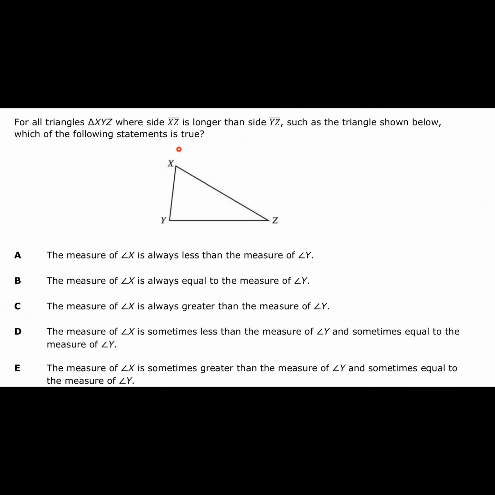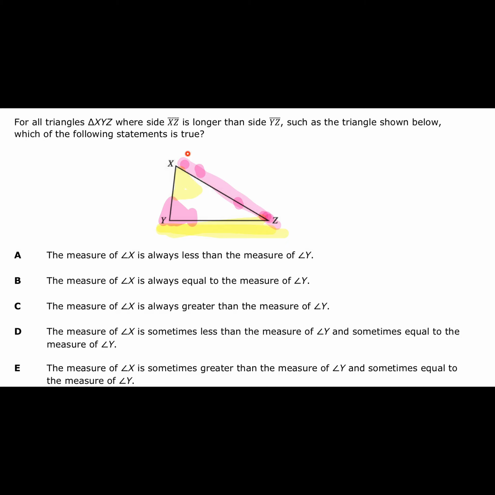Hey students, so you're doing your second quiz corrections, and in this problem it says for all triangles XYZ where side XZ is longer than YZ, here's XZ, and here's YZ, such that the triangle shown below, which of the following statements is true? And so if we're looking at these two angles, what I know is that there's a relationship between the sides and the angles. So for example, if I'm looking at YZ, I know there's a relationship with angle X. And if I'm looking at XZ, then I know there's a relationship with angle Y.